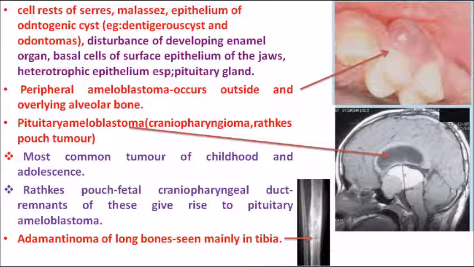Now another type of ameloblastoma which is seen in the long bones is adamantinoma of long bones, mainly seen in the legs, the tibia. You can see in that radiograph it is affecting the tibia in the leg. Ameloblastoma of long bones is seen mainly in which bone? Mainly in the tibia. So these are the rare varieties of ameloblastoma. The origin is mainly from the cell rest of Serres or Malassez or epithelium of odontogenic cyst like dentigerous cyst. The rare varieties are peripheral ameloblastoma, pituitary ameloblastoma, and that seen in the long bones.